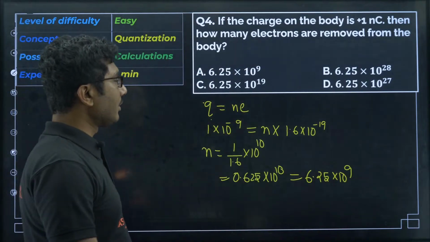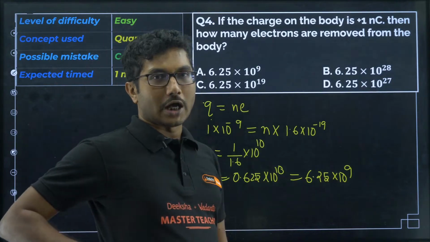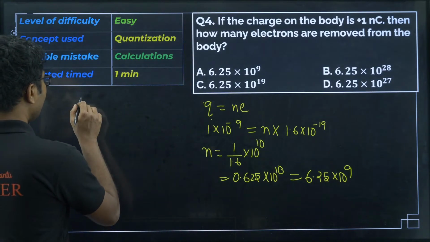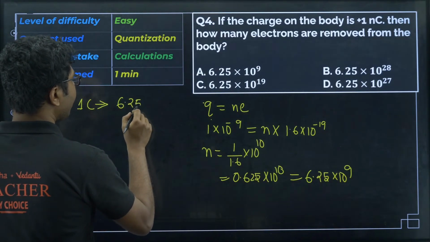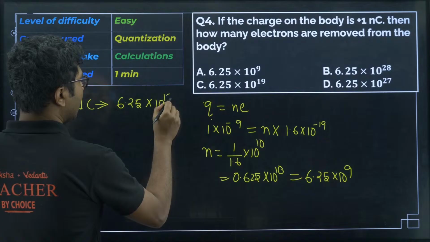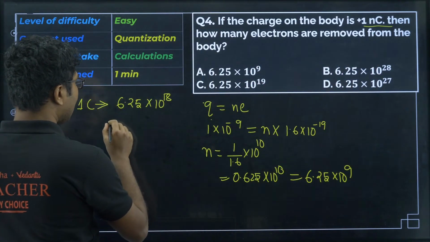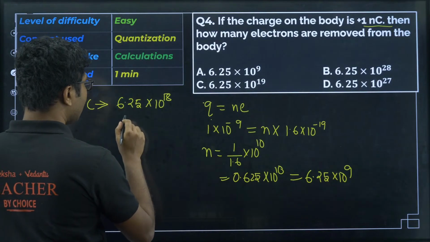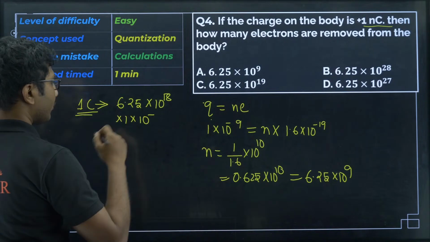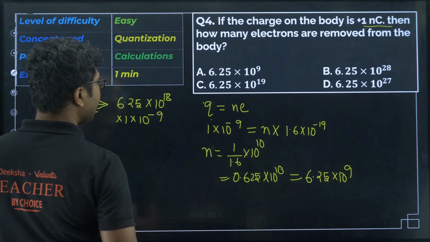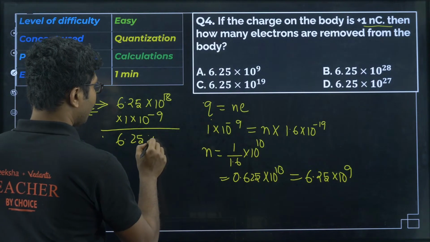This is one of the ways, or you can remember that for 1 coulomb charge, the number of electrons corresponds to 6.25 into 10 to the power of 18. How much charge is given here? 1 nanocoulomb. So you have to multiply with 1 nanocoulomb, that is 1 into 10 to the power of minus 9. If you multiply it, you get the answer directly, that will be 6.25 into 10 to the power of 9.